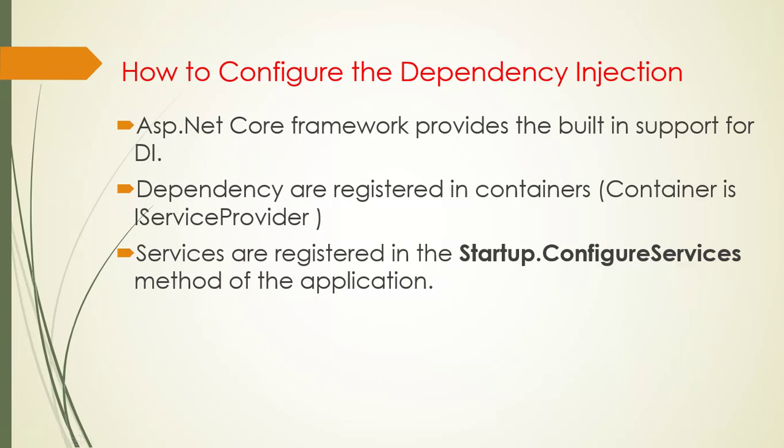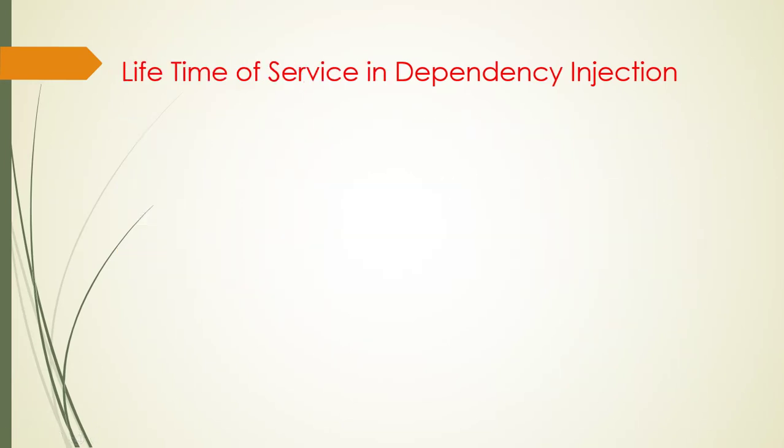Now, let's see the lifetime of services in dependency injection. In ASP.NET Core application, we can define three lifetimes for these services. First one is singleton, then scoped, and transient. We will learn all these methods one by one in our upcoming videos.